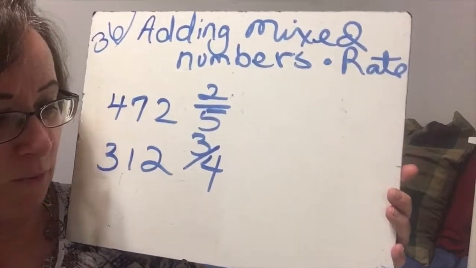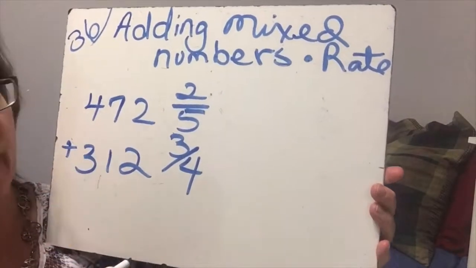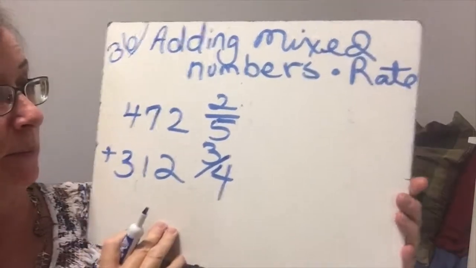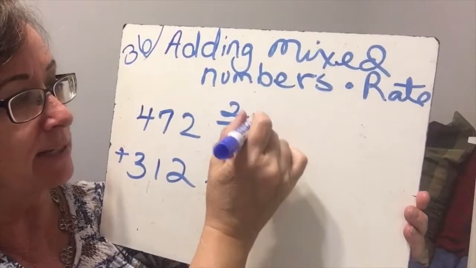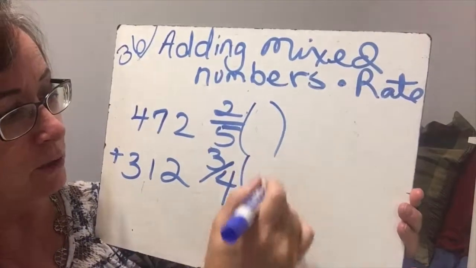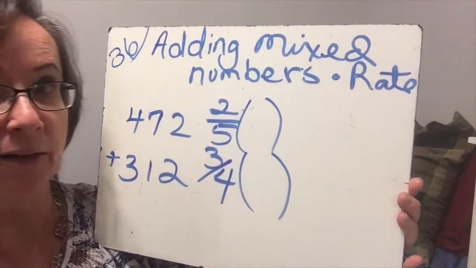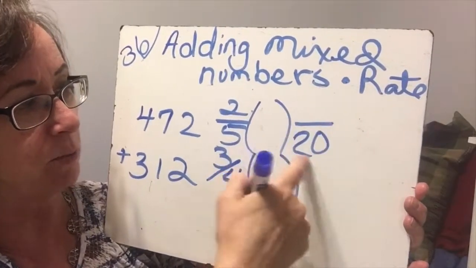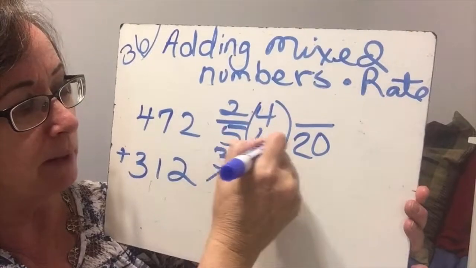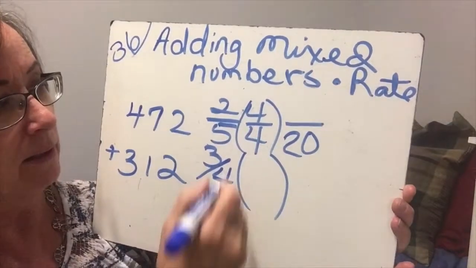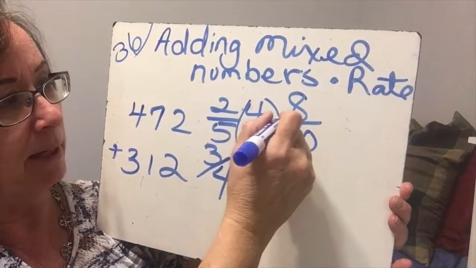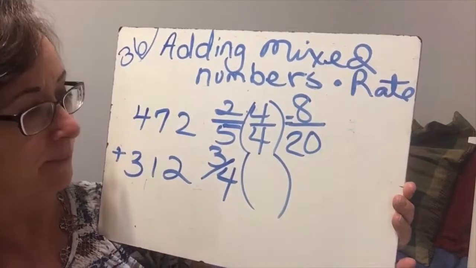Okay, so here we are adding, and I don't want to have to turn those into improper fractions. That would be a lot of work, and it's good I don't have to do that. So we're just going to get a common denominator of 20. So if I'm trying to get to a 20, don't I want to multiply by a 4 over 4? So 2 times 4 is 8, 5 times 4 is 20, and my new fraction is 8 over 20.